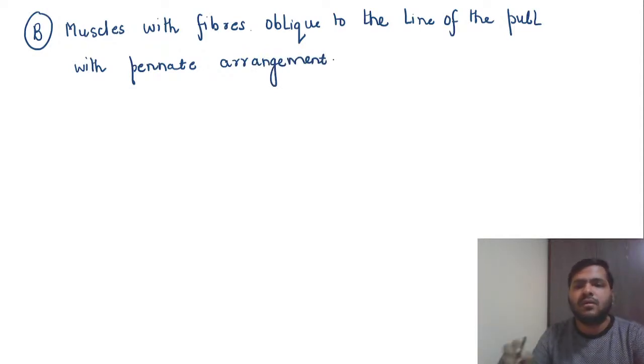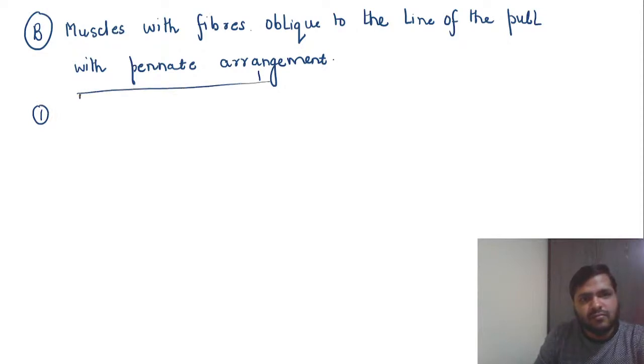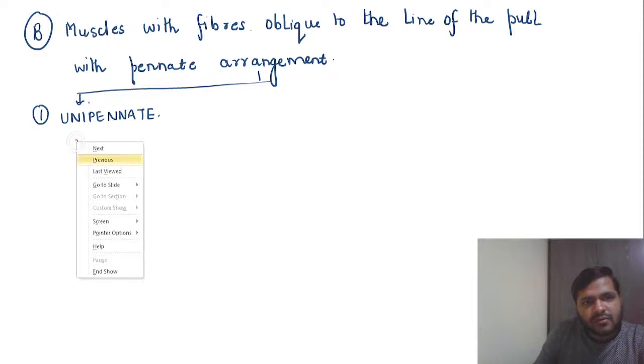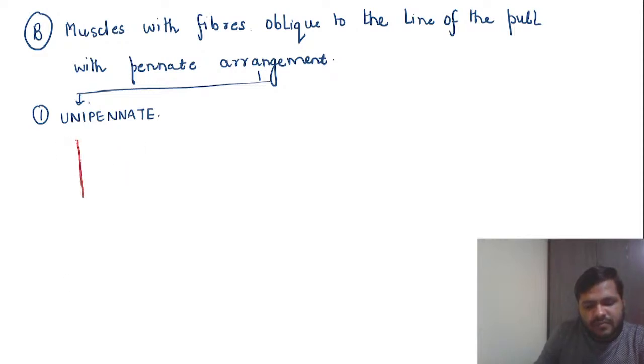Now, let us understand this, guys. The very first one in this category is unipinnate. Now, what is happening? The fibers are basically attached to the muscles. Pinnate, I'm telling you. It's just like the feather, Apeksha, it's just like the feather.